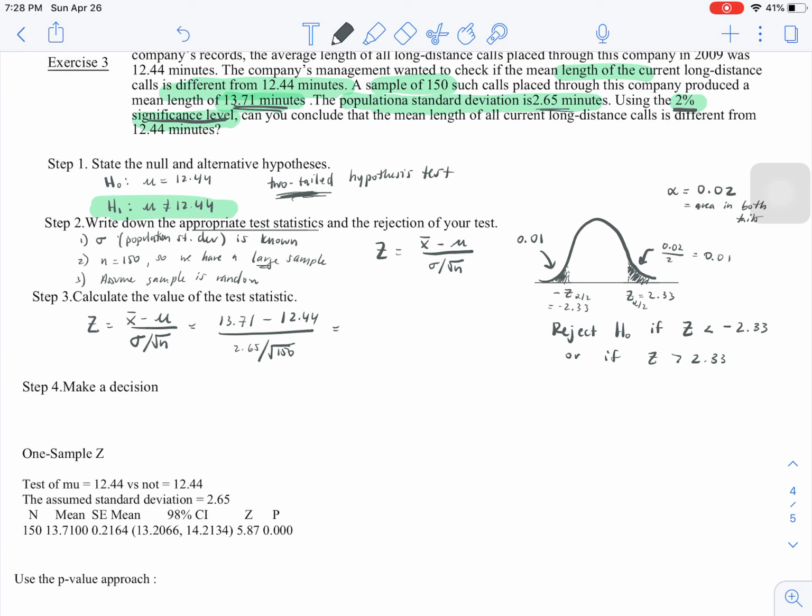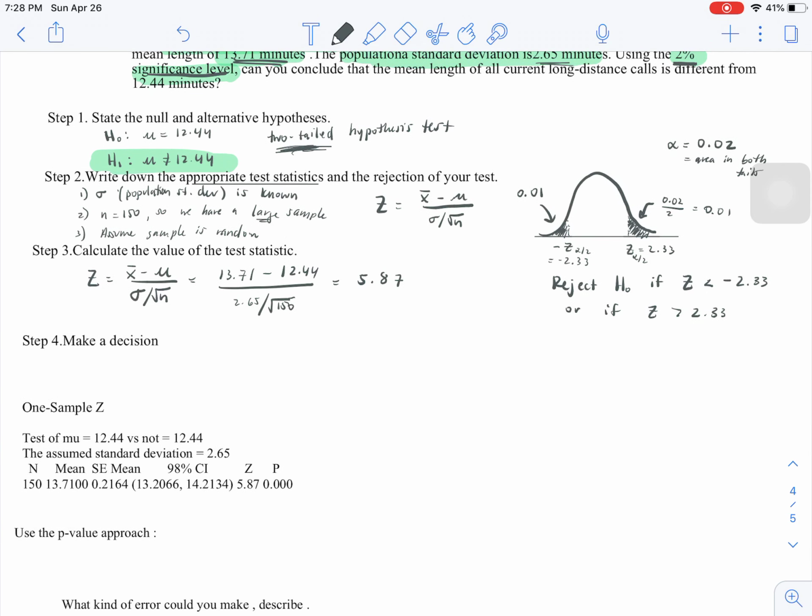So let's plug this into my calculator. 13.71 minus 12.44 divided by this stuff. You should get 5.87. So we know our rejection region. We know our test statistic now.